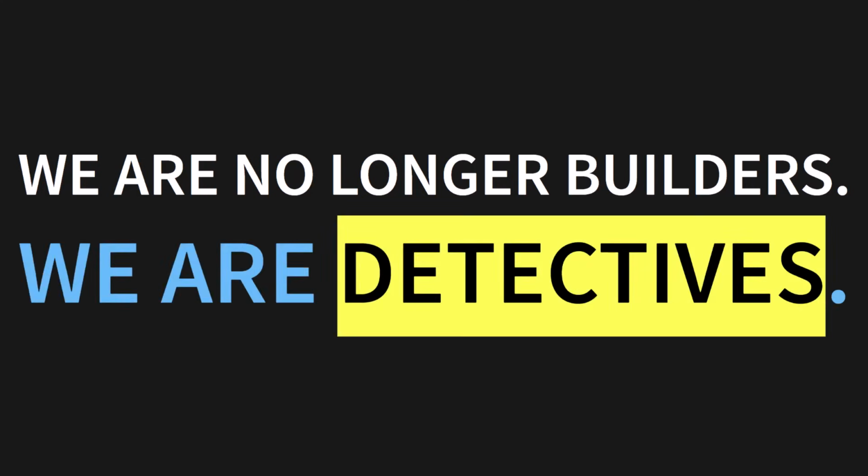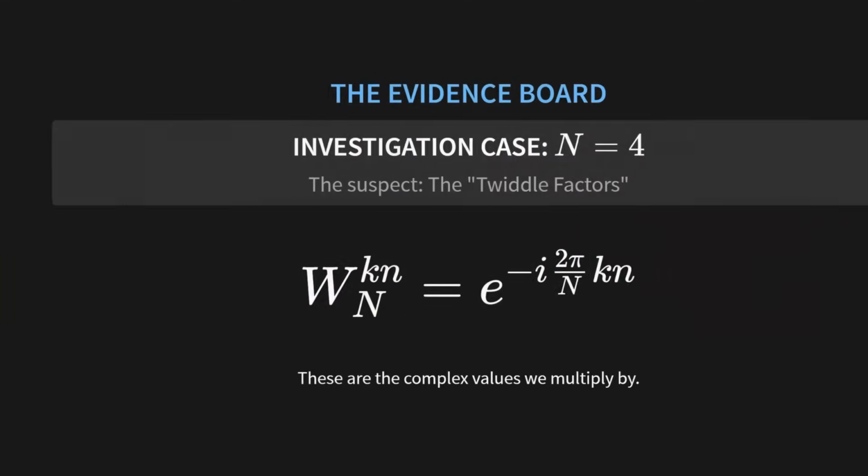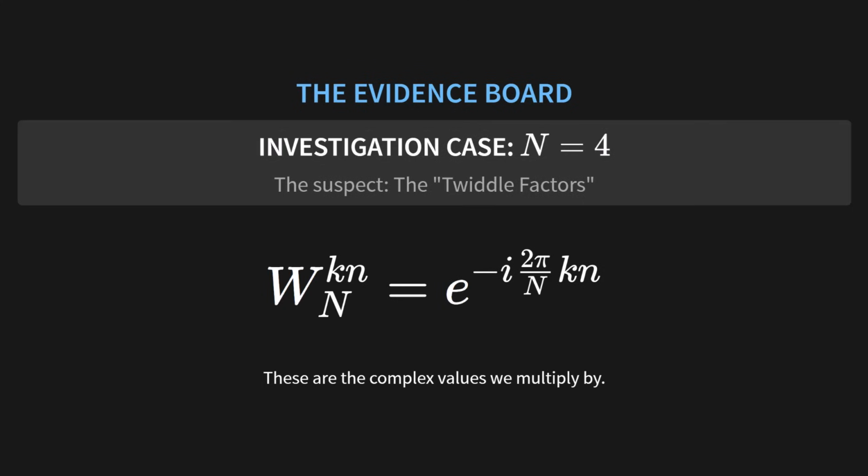So, for this chapter, our job changes. We are no longer builders. We are detectives. Our mission is to find out exactly where the DFT algorithm is wasting all this time. We're going to put it under interrogation. We're going to build an evidence board. The suspect? The so-called twiddle factors, W sub n to the kn. These are those complex values from the test waves we multiply our signal by. They're the core of the calculation.